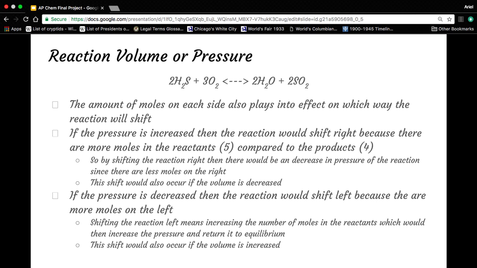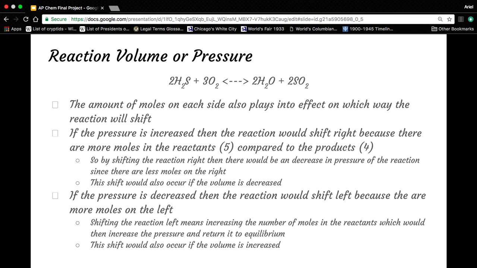because there are fewer moles on the right. Sorry, it took me so long to say. Another example of this kind of shift would be if the pressure is decreased. Then the reaction would shift left because there are more moles on the left. Shifting the reaction left means increasing the number of moles in the reactants, which would then increase the pressure and return to equilibrium.